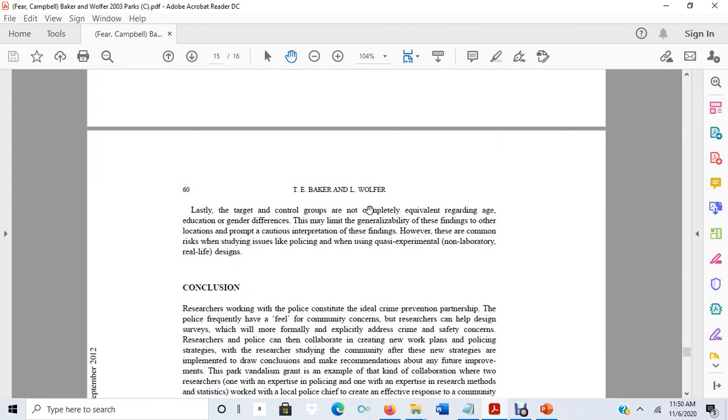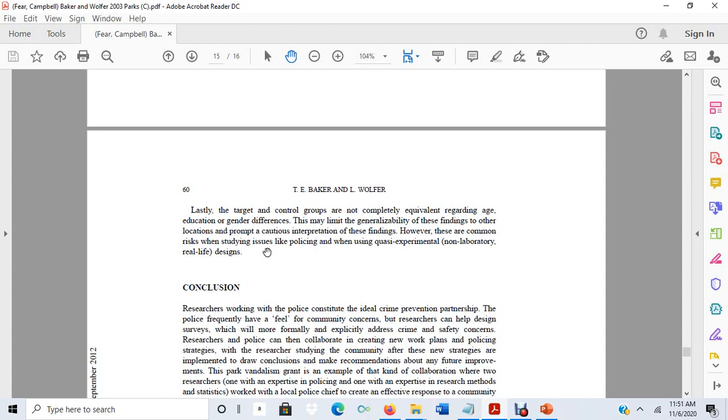Lastly, the target and control groups are not completely equivalent regarding age, education, or gender differences. This may limit the generalizability of these findings to other locations and prompt a cautious interpretation of these findings. However, these are common risks when studying issues like policing and when using quasi-experimental, non-laboratory, real-life designs. Okay, so basically this is just a generalizability problem. So they're saying that the findings of their study, because it's done in this one location, may not be generalizable to other areas. So this is just a straight up external validity problem, but we tend to see this anytime we do experiments, specifically in the real world or non-laboratory, as they say.